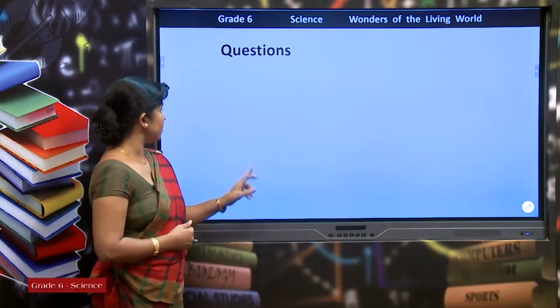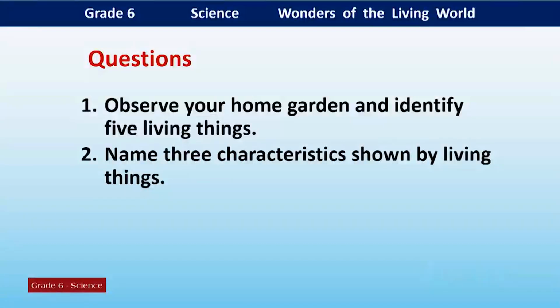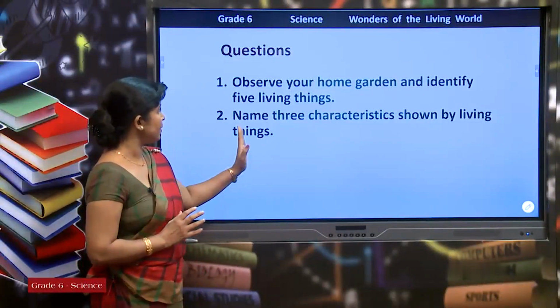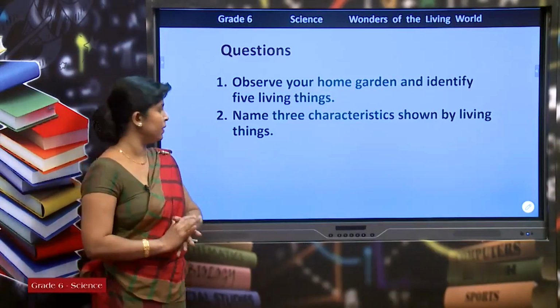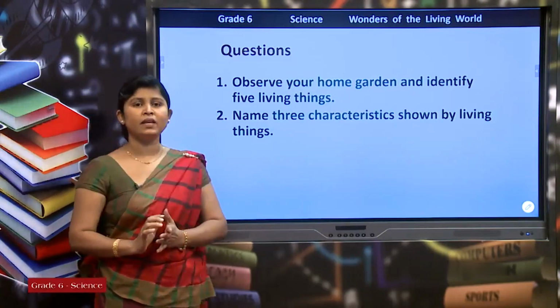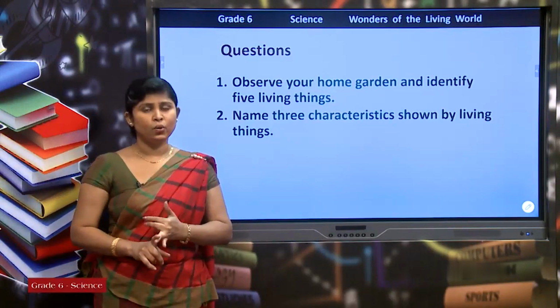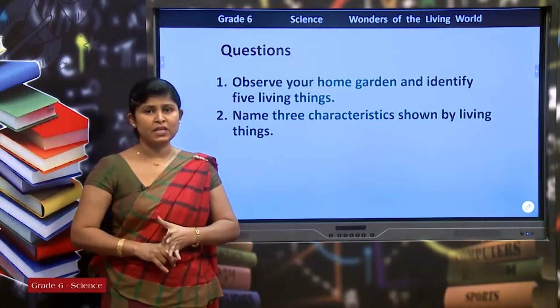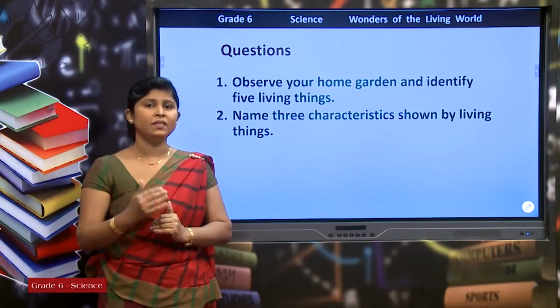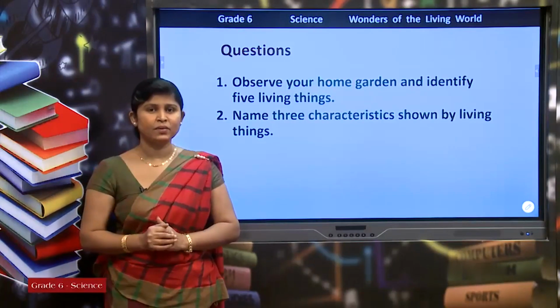Let's see the second question. Name 3 characteristics shown by living things, right? I explained it several times. I think I don't want to give you the answer. Anyway, I will give you the answer. You can write the answer at the same moment, right? You can write nutrition, growth, movement, respiration and reproduction. Out of those 5, you can write any 3 answers. Did you get it? Okay, good.